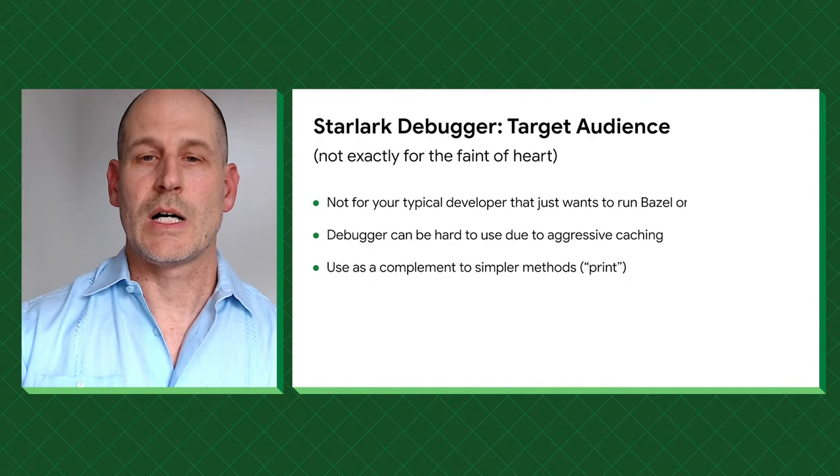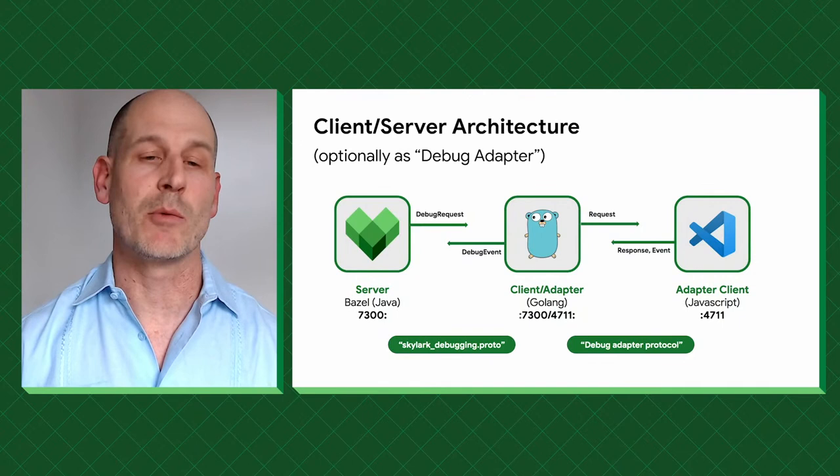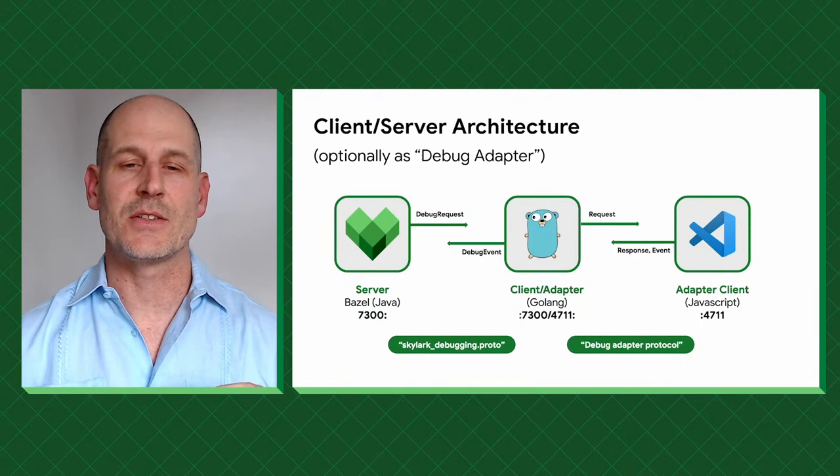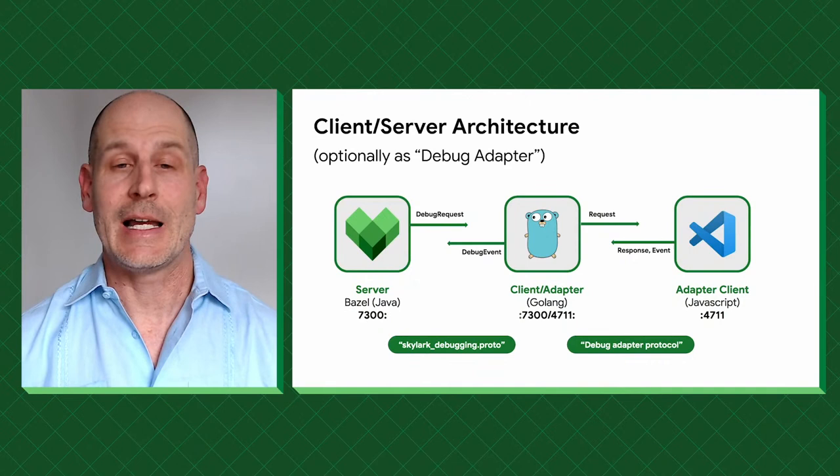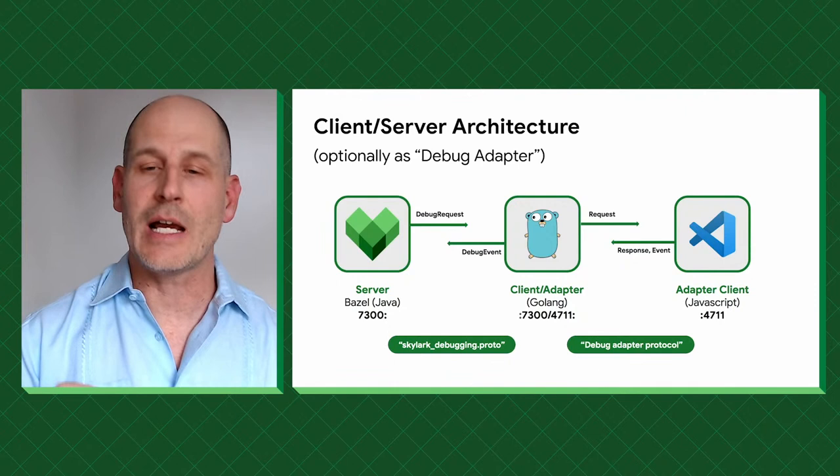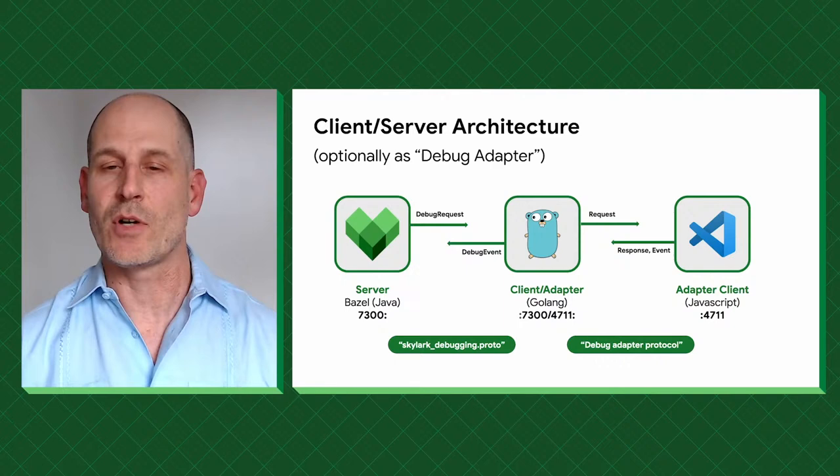The debug experience starts with the long-running Bazel server, which advertises the debug protocol over port 7300, and they exchange messages asynchronously according to the Starlark debugging protocol format. And optionally, in this architecture, we also have the IDE connecting to the client over a different protocol, the so-called DAP protocol, which is going to act as a debug adapter.